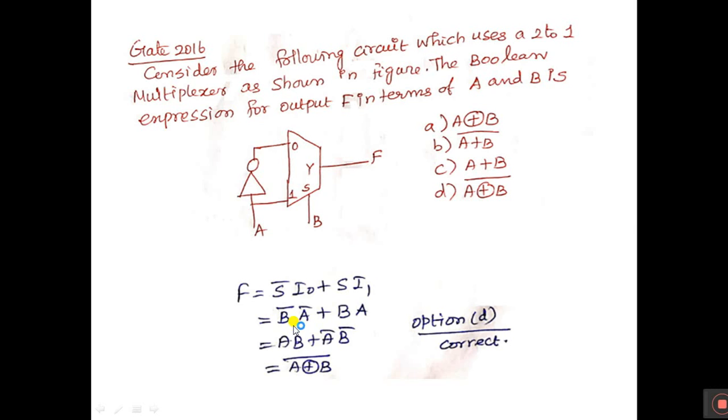So if you redraw the circuit, it's directly AB plus A bar B bar. This is the equation of XNOR, A XOR B whole bar. So from the given options, the correct answer is A XOR B whole bar.